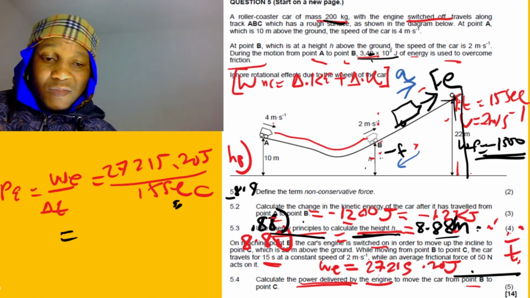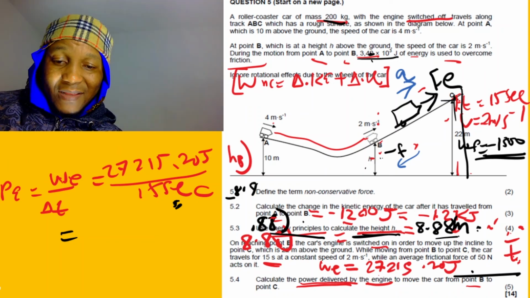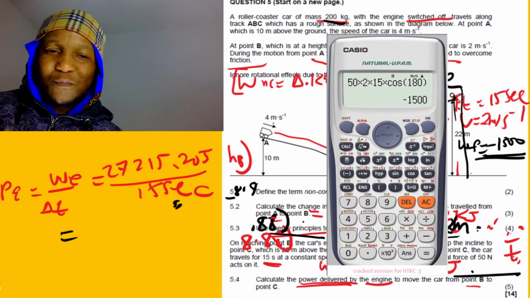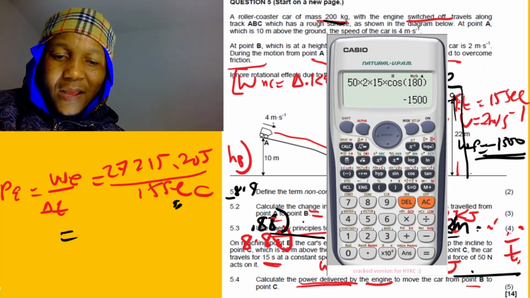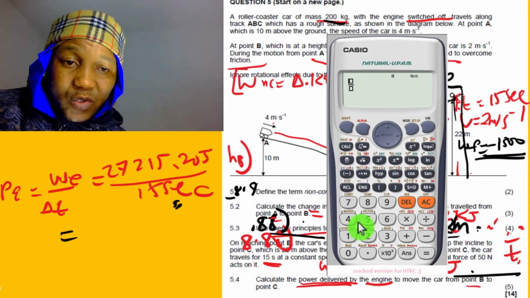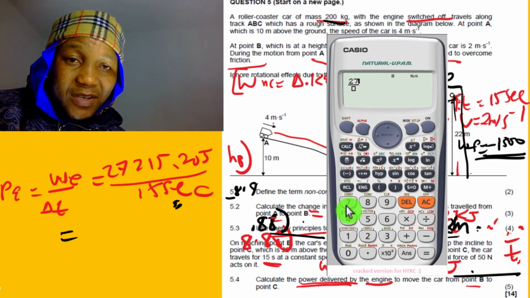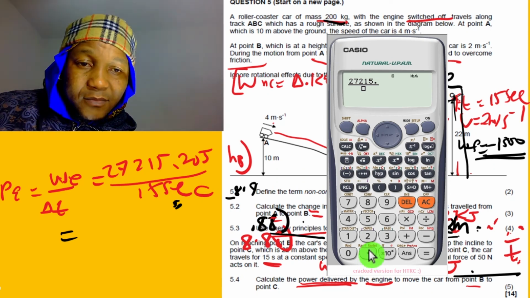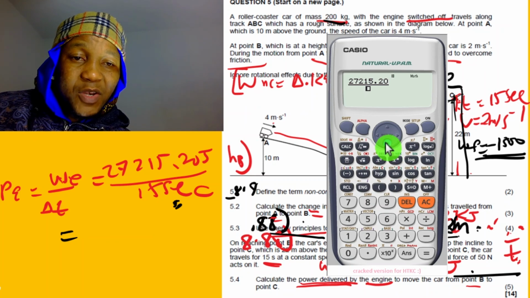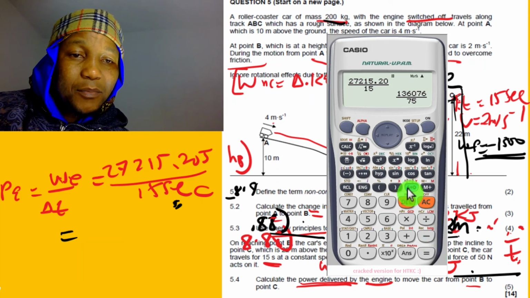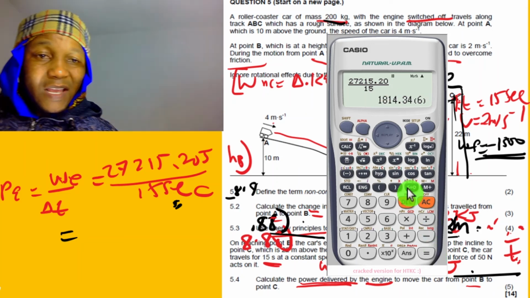Plug it in the calculator. I'm sure you have it in the calculator. We're about to finish this. Okay, we come here and do a fraction. The numerator is 27,215.20, and the denominator is 15 seconds. Divide by 15 seconds, and this is going to give us 1814.34.